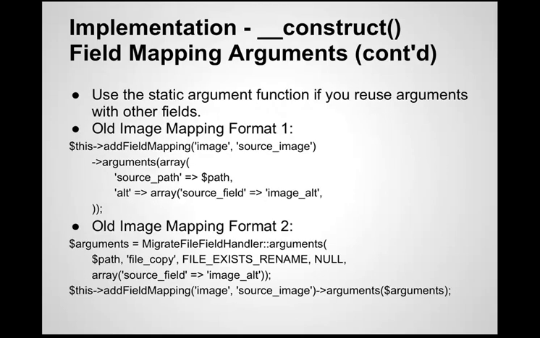And this is just going into more detail regarding it. What it's letting you do is, let's say I had multiple fields that are using the same set of arguments over and over, you could actually create a default argument for it. So like arguments equals, if I was dealing with files, MigrateFileFieldHandler, provide some path, provide the kind of action it's going to do, like copying, whether or not it should rename the file, along with where it's going to get the source field for the image alt from. And then you'd have addFieldMapping along with arguments for that stuff.